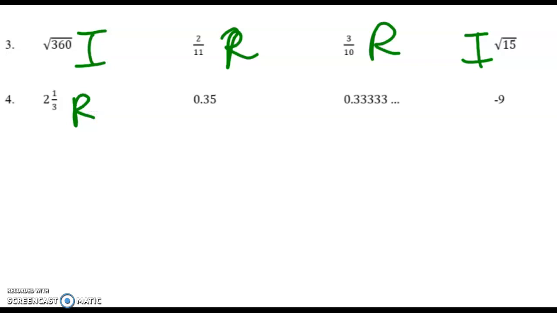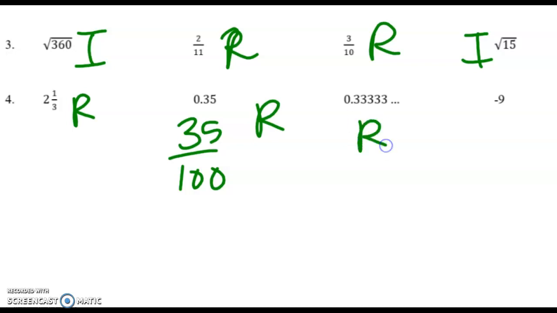Ooh, 0.35. So 35 hundredths can actually be written as a fraction. Since it ends, it can be written as 35 over 100, which can also be reduced. So since it can be written as a fraction, it's rational. You see how the 3 just repeats? That's actually just going to be 3 ninths. So that is going to be a rational number. And even though it's negative, that 9, we can work with that. So it's going to be rational as well.